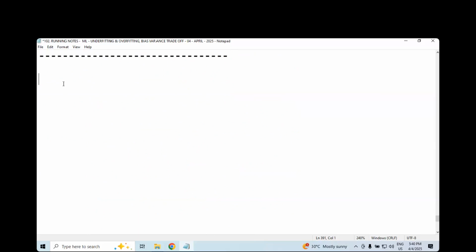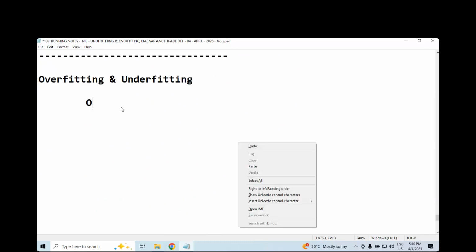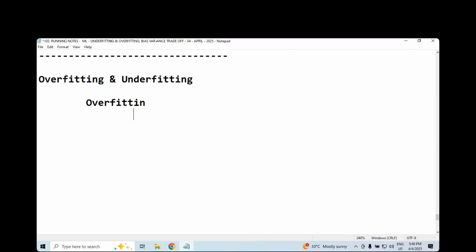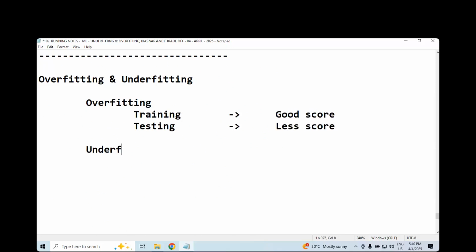When you're talking about overfitting and underfitting, make a note. First one, overfitting. During training, good score. During testing, less score, not a good score. The next one, underfitting. How to calculate, I will tell you today. During training itself, what does it mean? Less score.